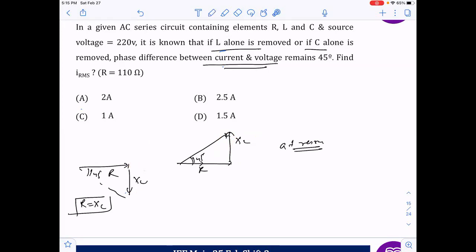After resonance, if you remove any one, the circuit will have only XC or XL left. But if the angle is 45 here and 45 here, XL must be equal to XC and the original condition is the resonance condition. They want to know the value of IRMS. So IRMS is VRMS divided by Z, and you are at resonance condition. That means Z is the square root of R square plus XL minus XC whole square, but XL equals XC. So Z is equal to R, and current will be VRMS divided by R.